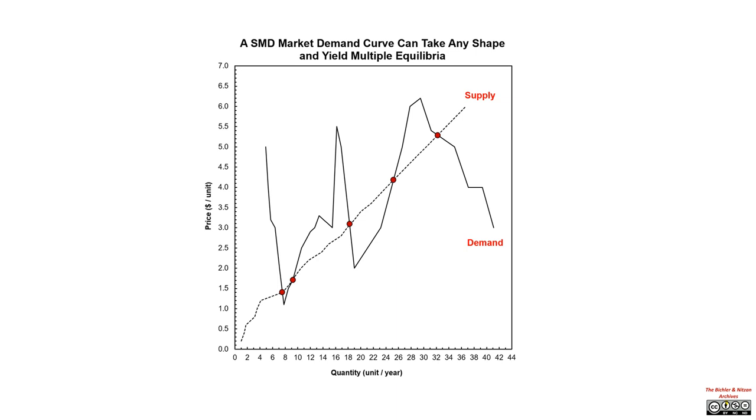This conclusion, known as the Sonnenschein-Mantel-Debreu theorem, or SMD for short, states that market demand curves can have almost any shape, and that this anything-goes shape means that we can have many points of intersection between the demand curve and the supply curve, and therefore many points of equilibrium. So again, the neoclassical theory breaks down before we even started.